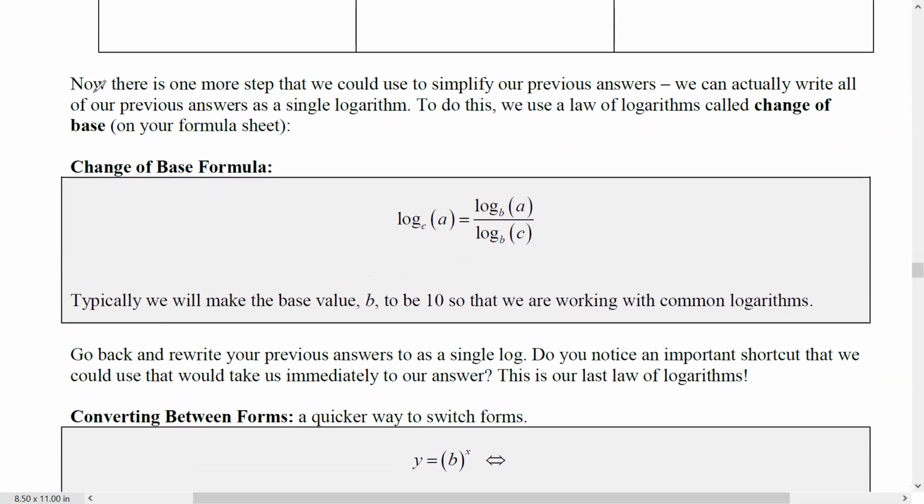There's one more step that we could use to simplify our previous answers. We can actually write all of our previous answers as a single logarithm called change of base. This right here. So right now, here's where we're at. Our answers look like this. What I want to do right now is teach you our last law of logs. I want to write it like this. Okay, let's go check this out.